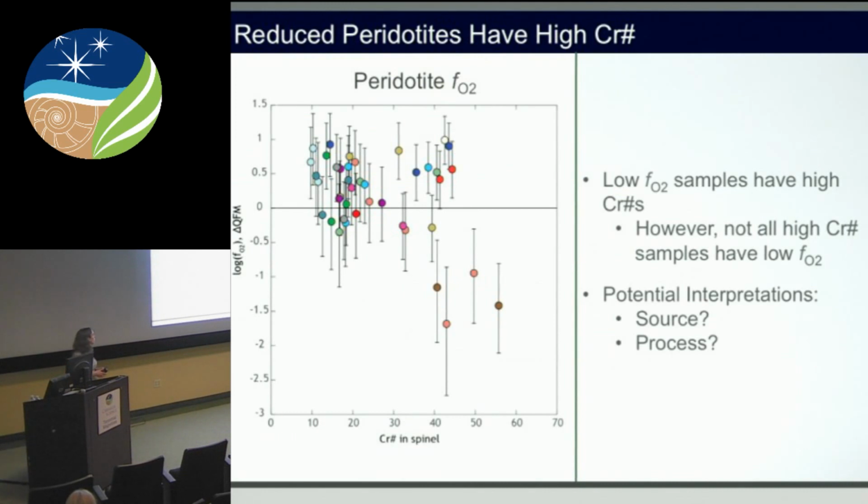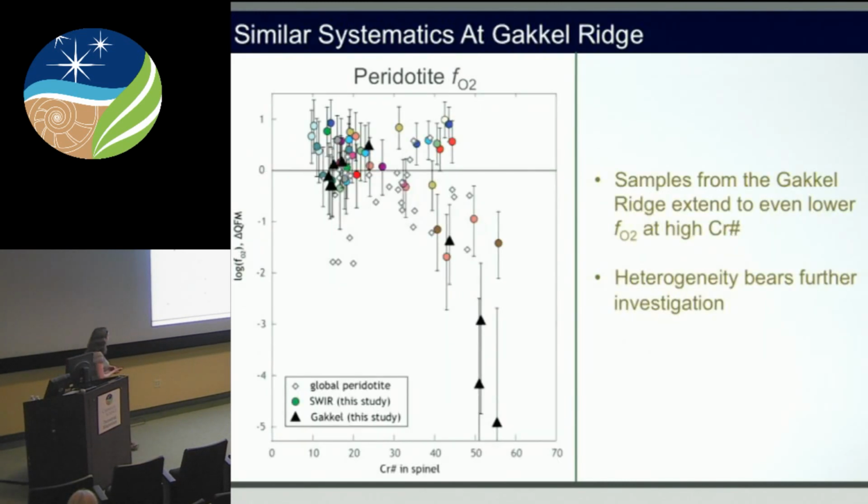But then there is one final surprising thing that we found, which is that there's a subset of samples that are very reduced, and these are our really high chrome number samples. And these are these clinopyroxene-free harzburgites that we looked at. Actually, sorry, these are the southwest Indian Ridge samples, the subset of high chrome number clinopyroxene-free harzburgites. And it turns out for the Gakkel Ridge that things get even more reduced. And this was kind of surprising.